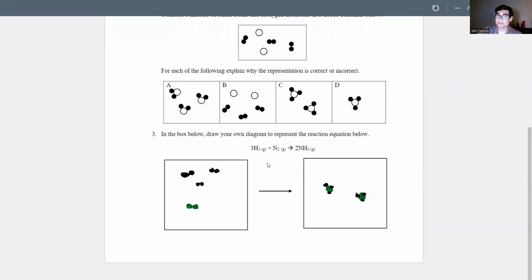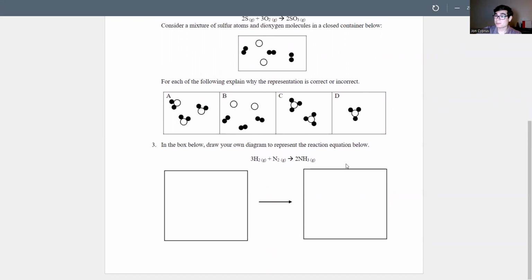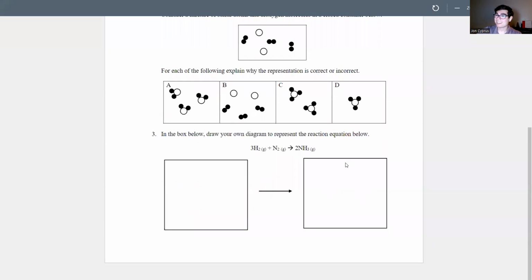So it's the ratio of 3 to 1, and then we get 2 products coming out. That is it for this worksheet, and then I will see you again in the next one.